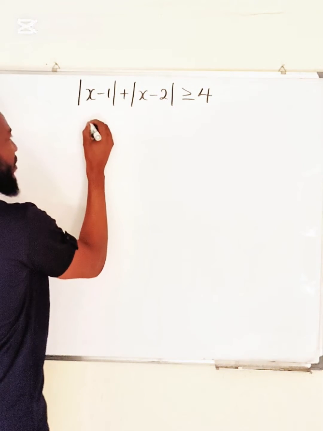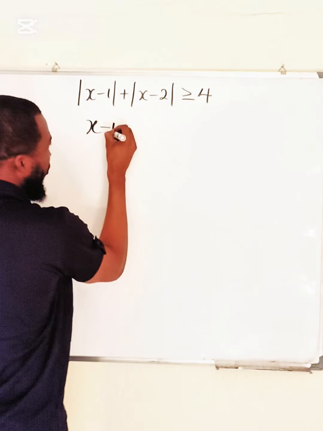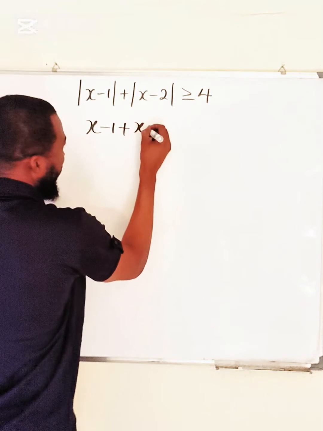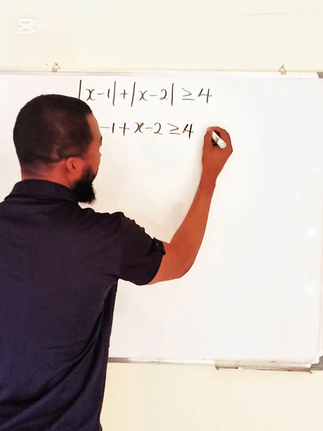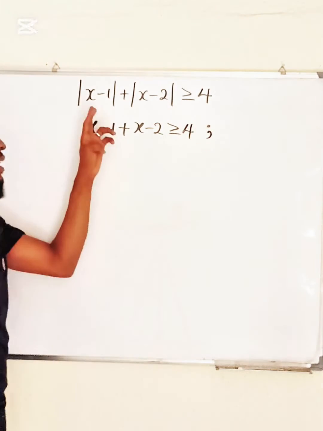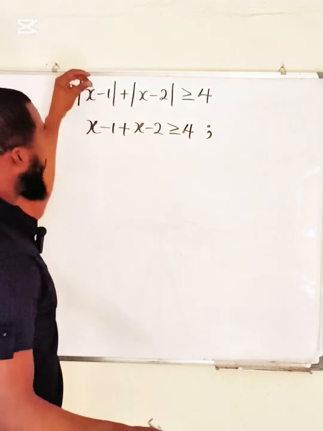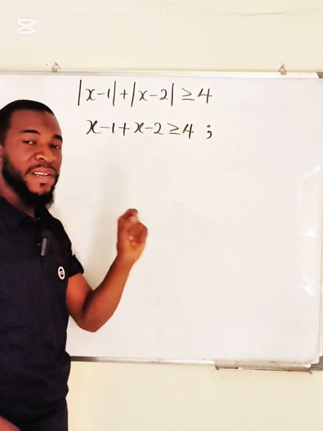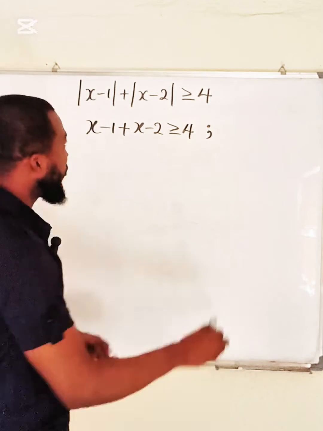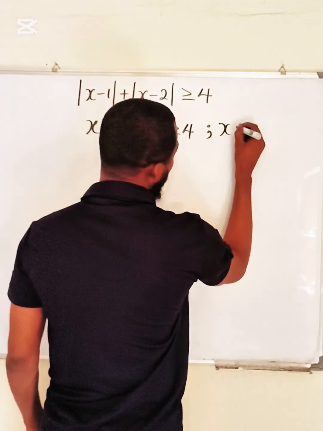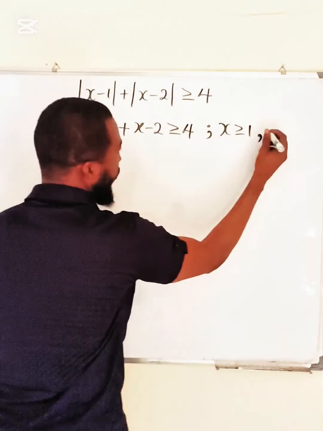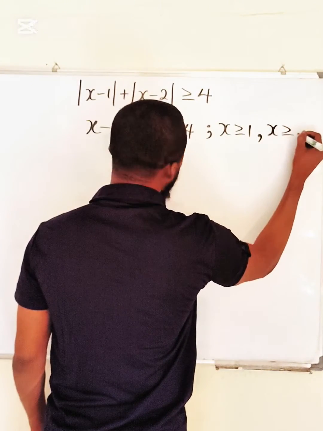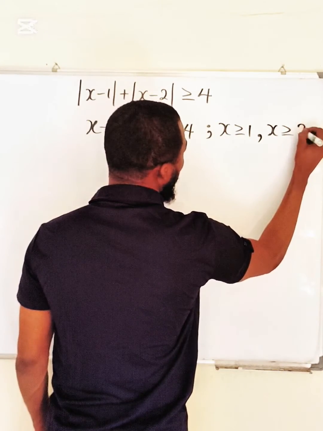So if it is positive, just consider it as x minus 1 plus the second one, x minus 2, the whole of this greater than or equal to 4. Remember your conditions. If this is positive, it implies that x minus 1 is greater than or equal to 0, which if you solve, you're going to get x greater than or equal to 1 for the first one. And this one will be x greater than or equal to 2.